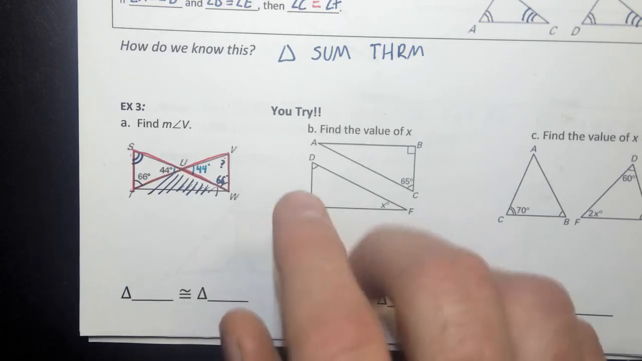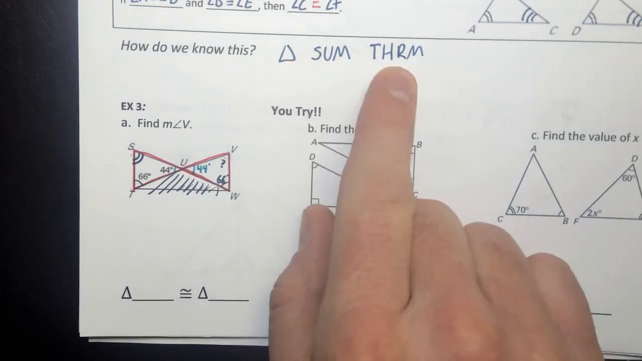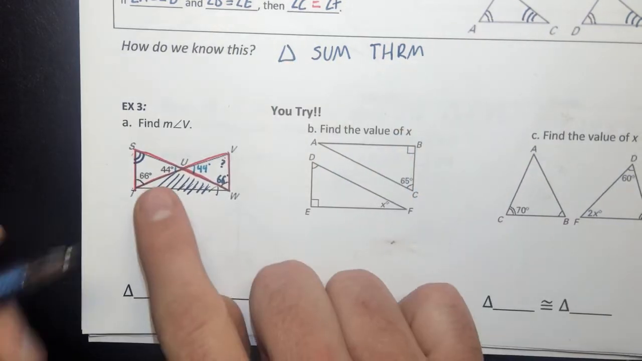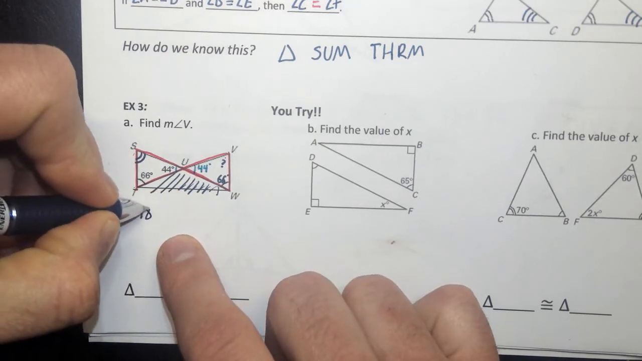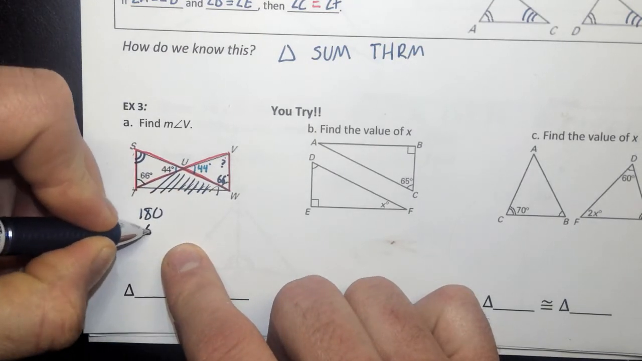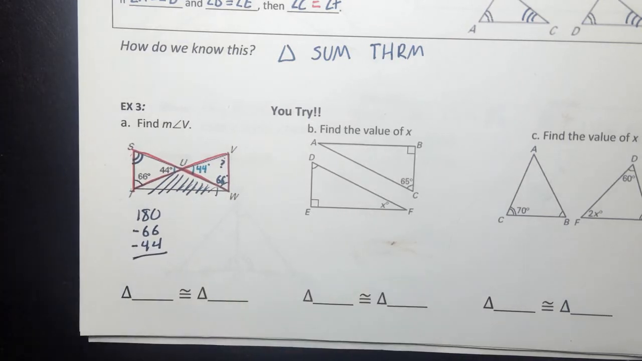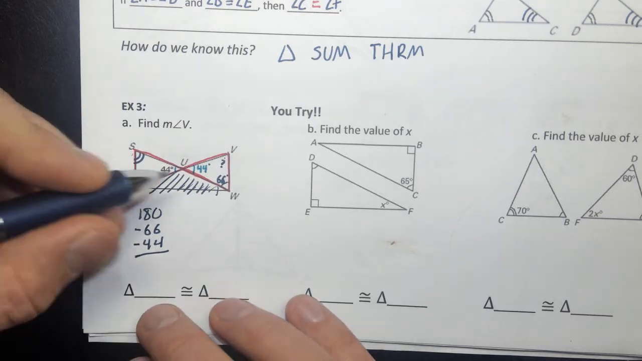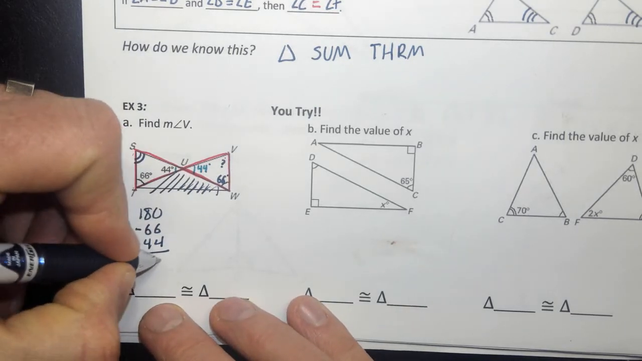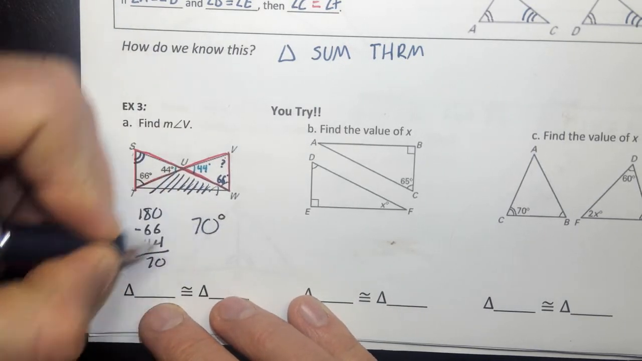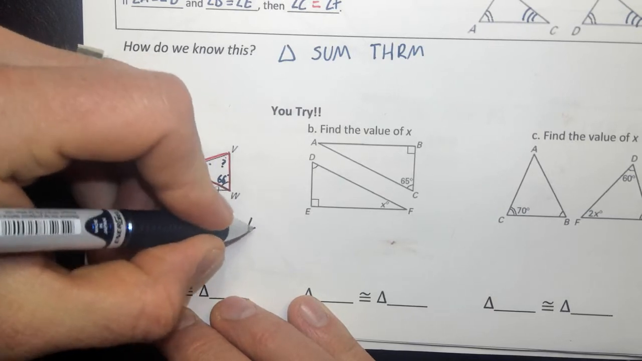As I was stating earlier, the third angle theorem is very closely related to the triangle sum theorem. If I use my idea of 180 and I subtract from it the 66 and the 44 that we were talking about earlier, we can quickly and easily get the value that we were looking for, and it turns out that the measure of our angle is going to be 70. So 70 degrees is the measure of angle V.